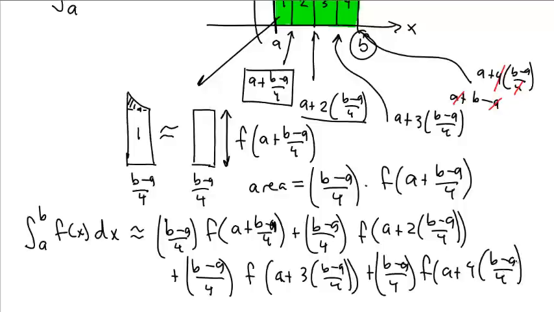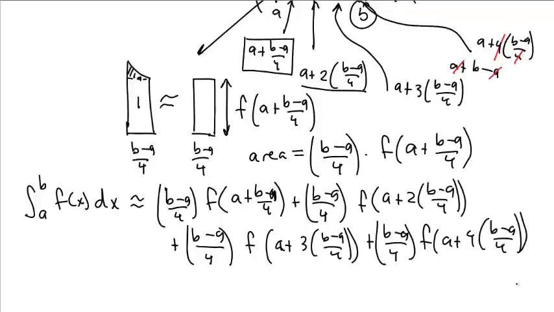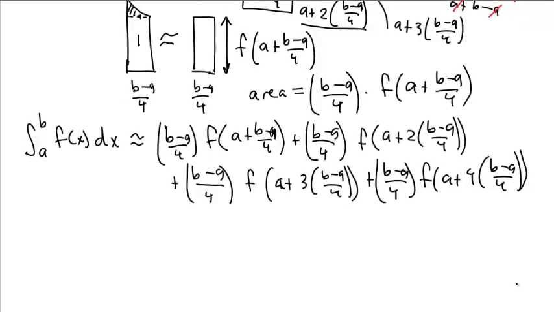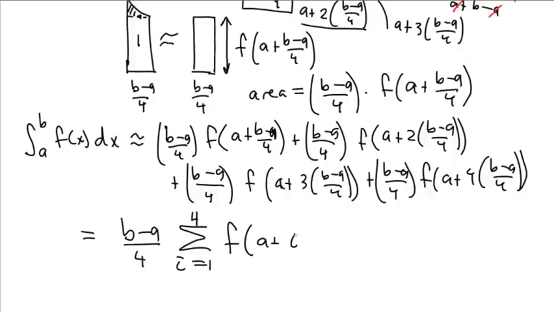And this is where sigma notation is rather nice. They all have a b minus a over 4. I can take the b minus a over 4 out, and then I can sum up and say I'm going to go i equals 1 up to 4, and it's going to be f of a plus i times b minus a over 4.